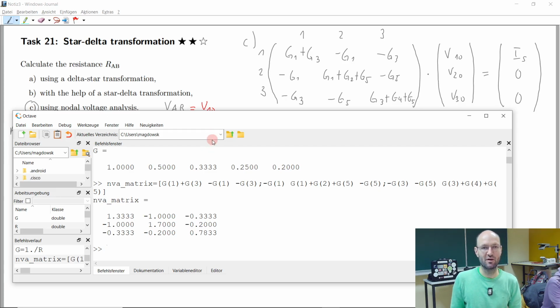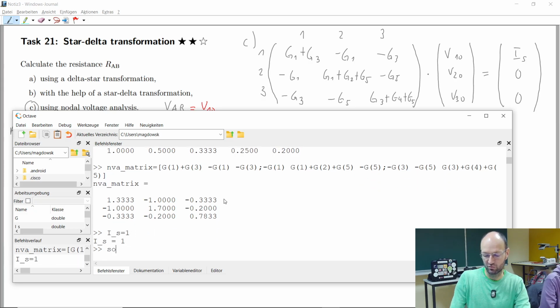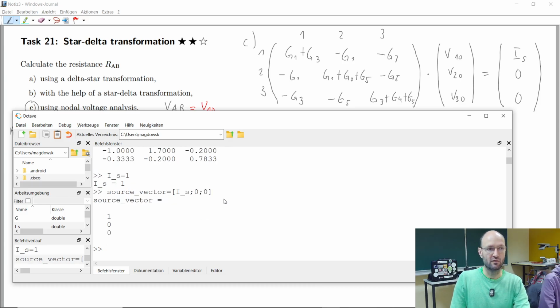At least it's a square matrix and it's symmetrical, and all the off-diagonal elements are negative, and the main diagonal elements are larger than the off-diagonal elements, and so this could work. And so then we need to have our source vector, and inside the source vector we need to have the current source, and the current source is just 1. So inside the source vector we have the current source and 0 and 0. And this is our system of equations.